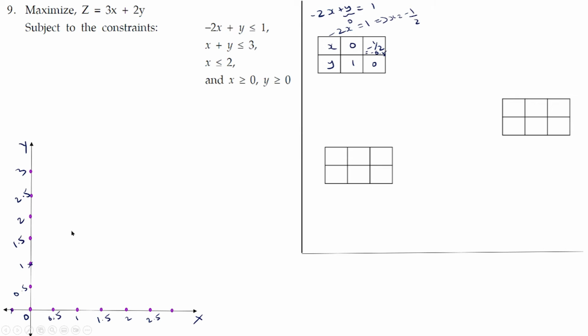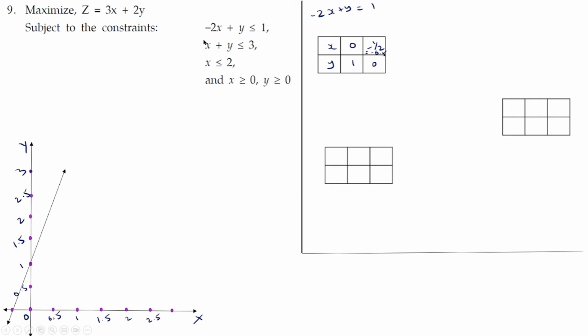Now let us draw a line joining these 2 points. This is the line corresponding to minus 2x plus y equal to 1. So this is the line joining the points 0, 1 and negative 0.5, 0. So this is the line corresponding to minus 2x plus y equal to 1.